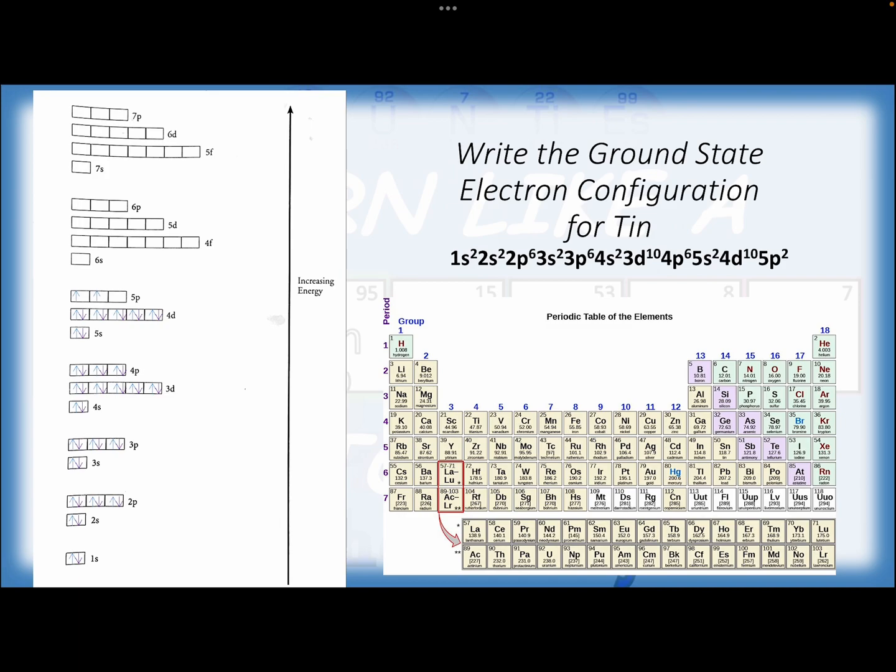You keep working your way up the diagram, and you get this big long string, which now identifies the location of all 50 electrons for tin. You can add up the exponents to verify that you've got 50. And so this is how you would go about writing the electron configuration for any element on the periodic table. And you can use this diagram here as a template to help you determine the proper order for filling in those sublevels.